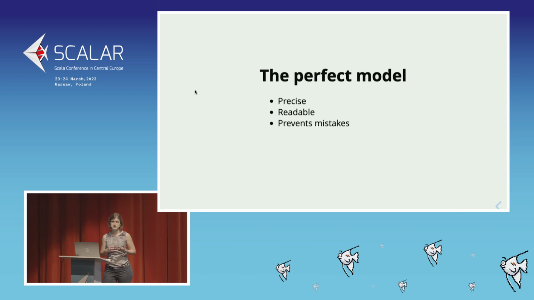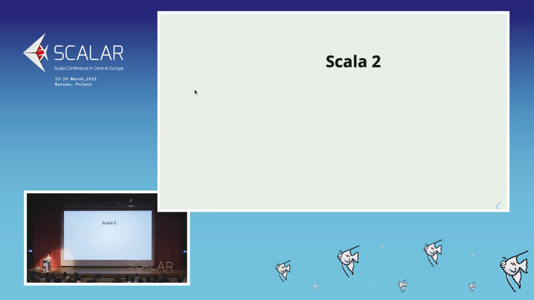And the third, and maybe most important thing, is that the perfect model prevents mistakes. So if we can make the incorrect types irrepresentable, then we have the confidence that if the type system allowed us to create something, it means that it's probably correct. So we don't want to have incorrect, wrong-for-our-domain data just flying around in our system. So in Scala 2, to achieve that, we had a couple of tools.